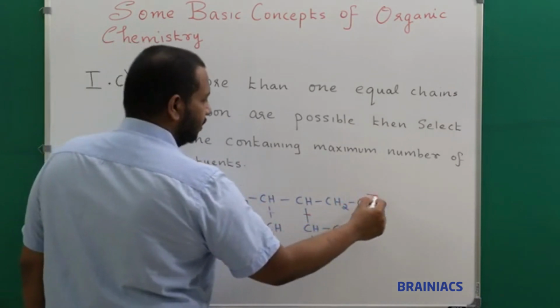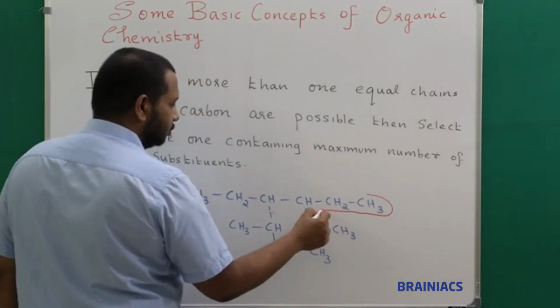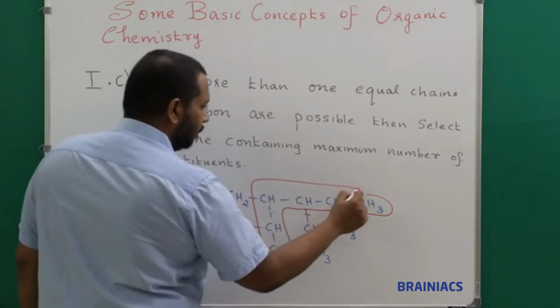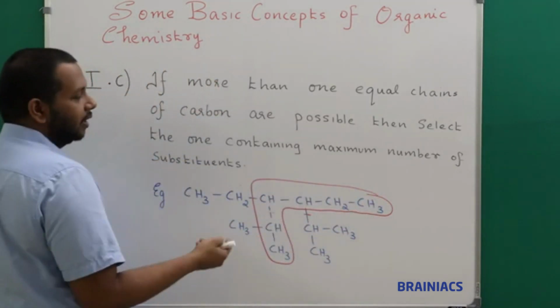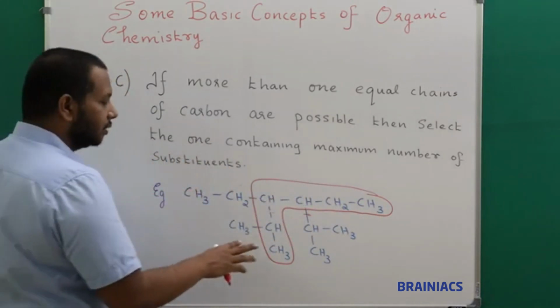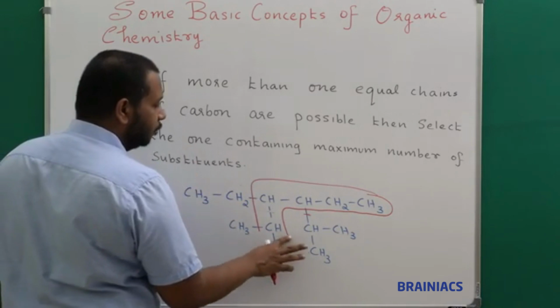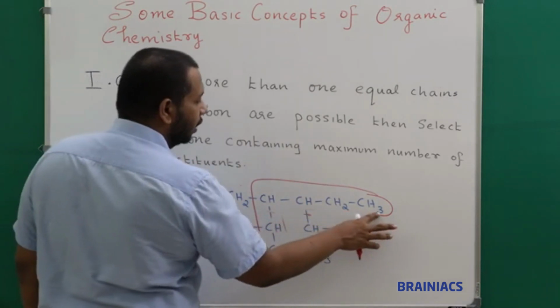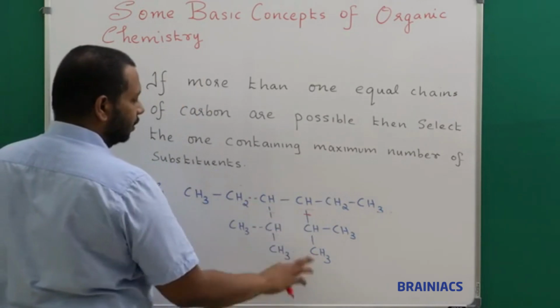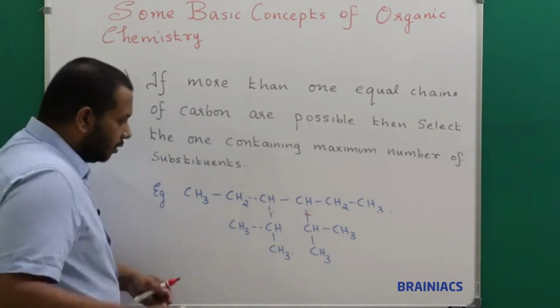Suppose I am taking this as my parent path, 1, 2, 3, this one. Now you can select like this also, right? 1, 2, 3, 4, 5, 6. Again 6 is my path. So I understood this is also possible. Now we will try to see some other path also.